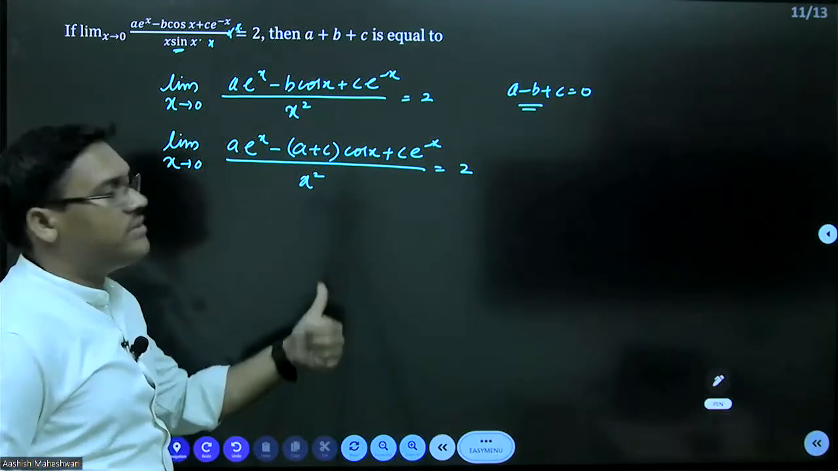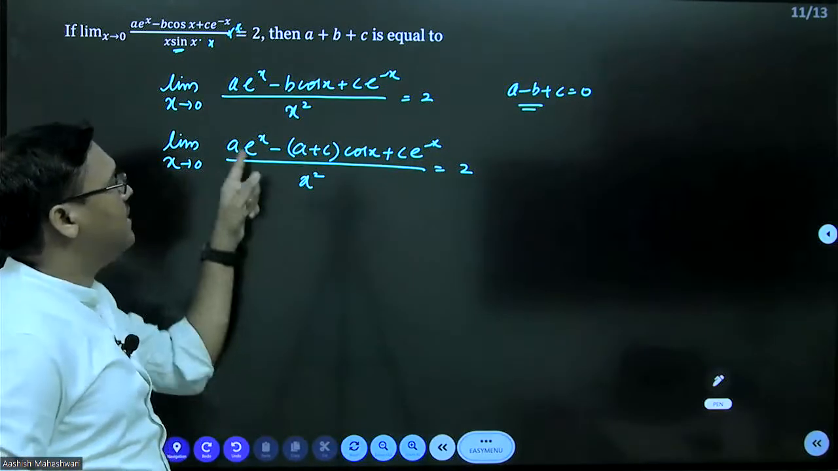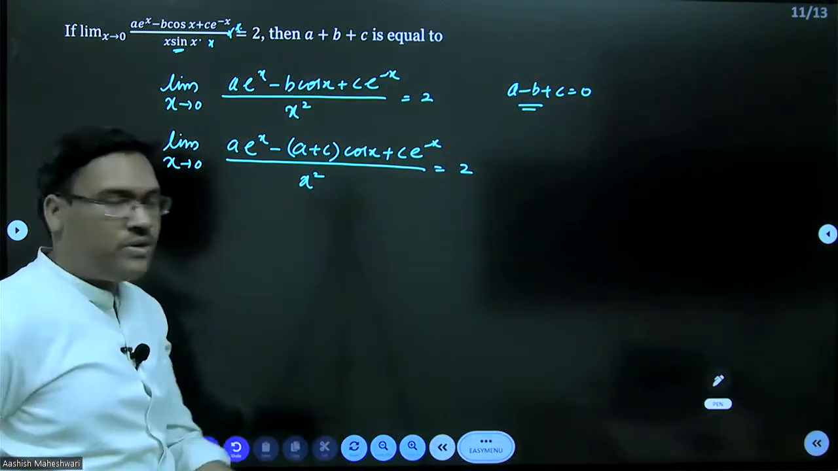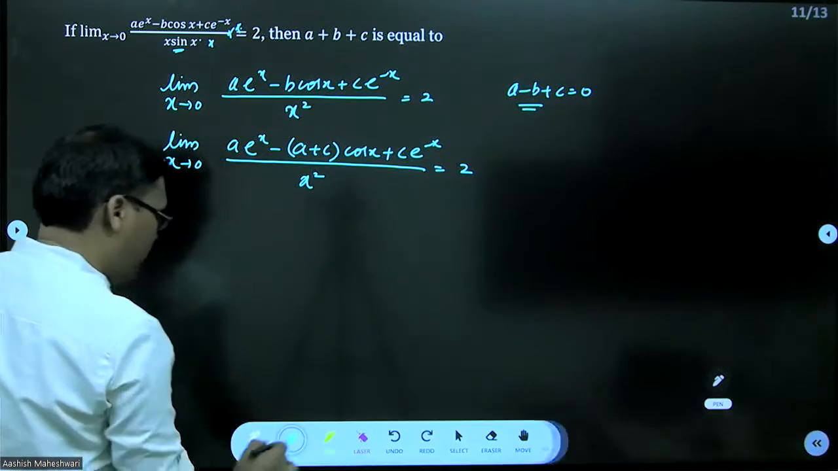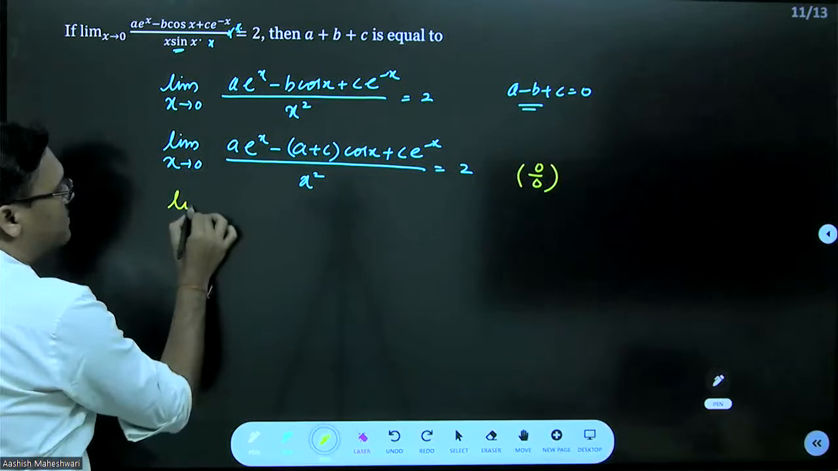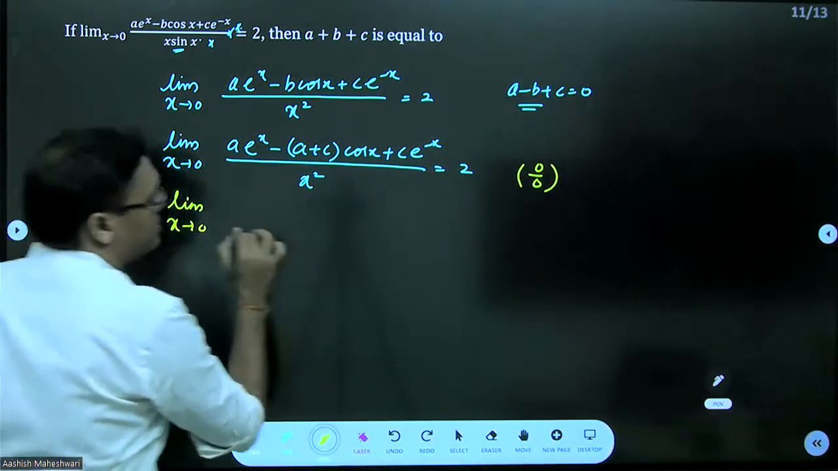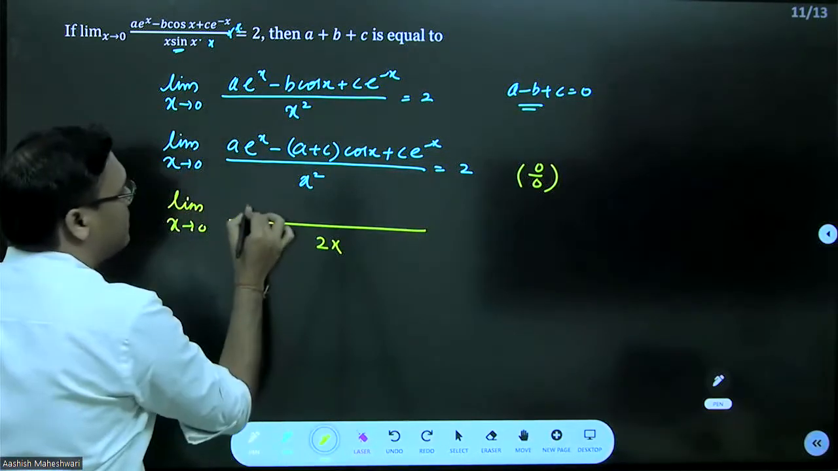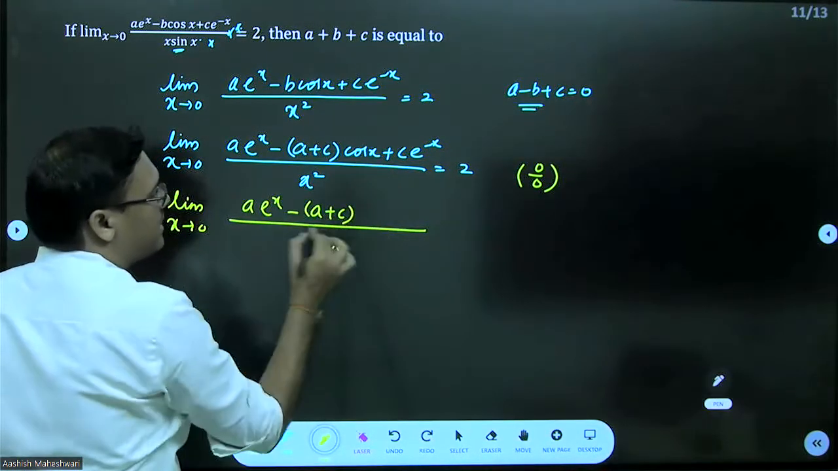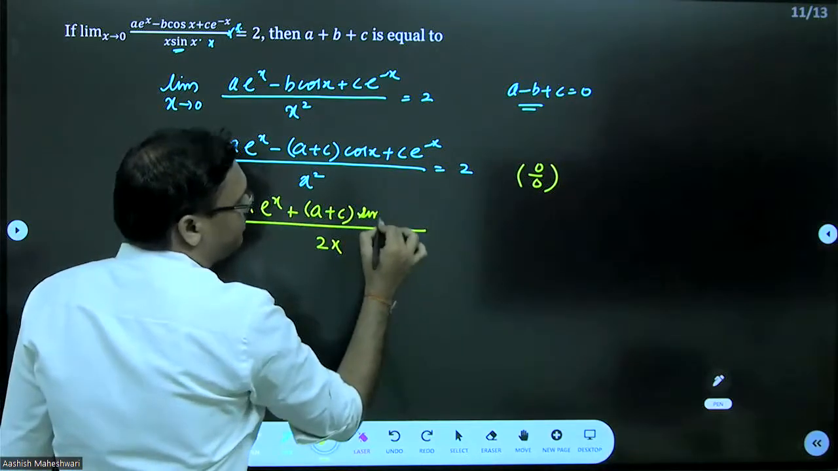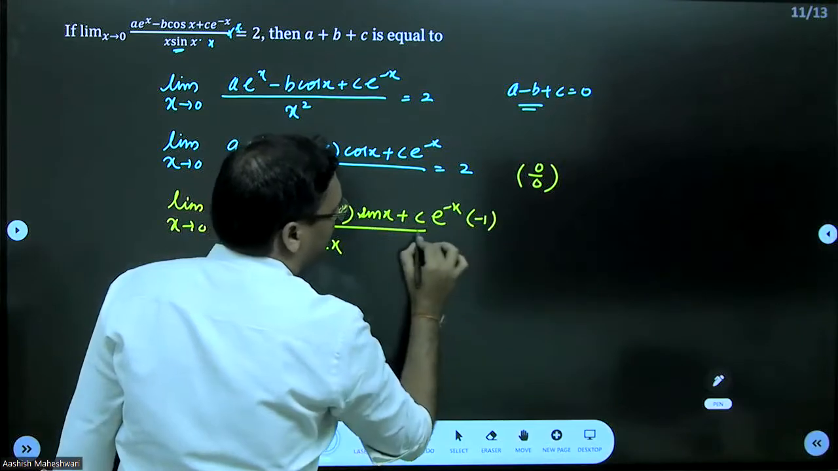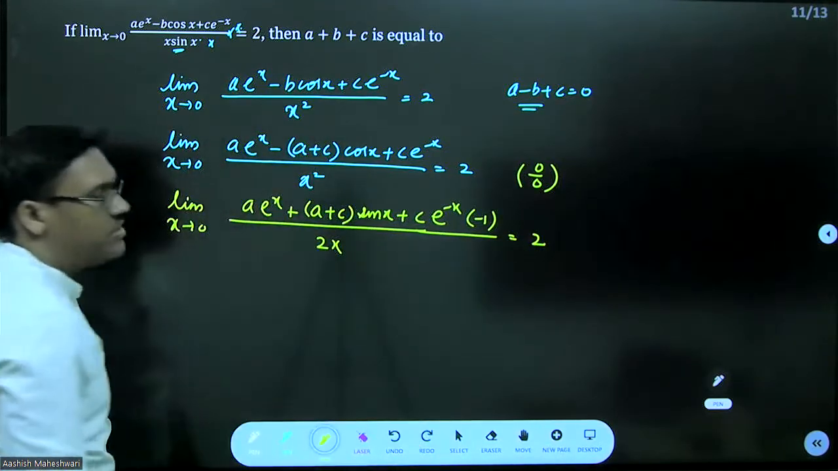Again, one way to solve this is to use expansion. Apply the expansion of cos x and e raised to x. But again, if you know L'Hopital's rule, the best way is to use L'Hopital. How? This is 0 by 0 form. All the functions are differentiable, correct? So if I apply L'Hopital here, this is limit x approaches 0. The denominator becomes 2x. What is the derivative? a e to the power x plus a plus c, and the derivative of cos x is minus sin x, so plus sin x, plus c e to the power minus x, and this minus 1 also comes, is equal to 2. Just differentiating this.